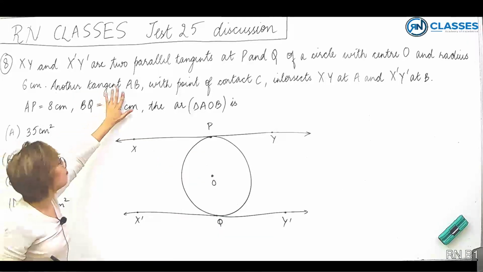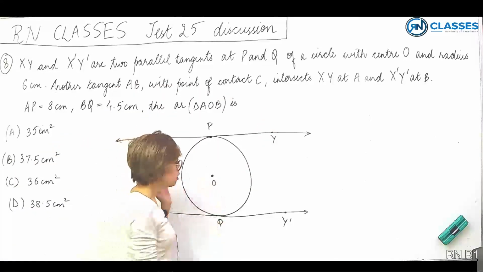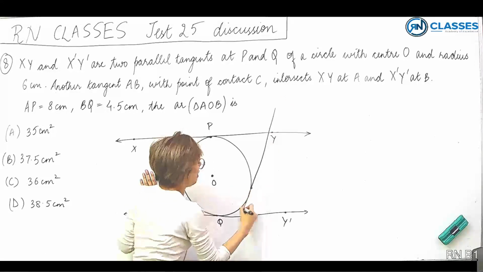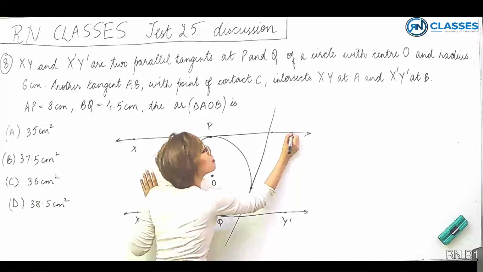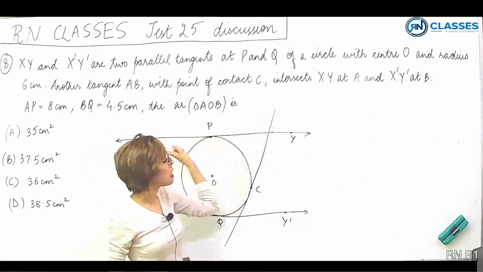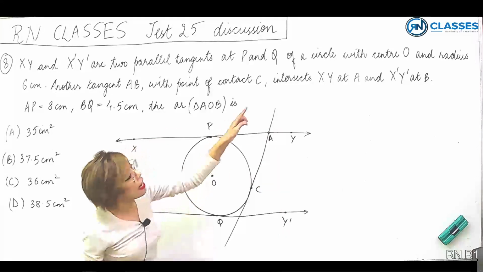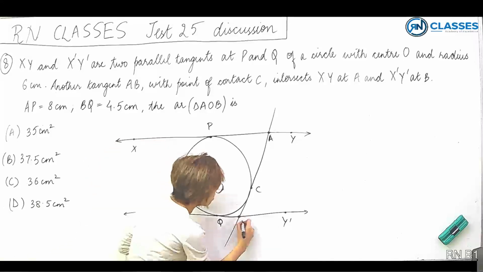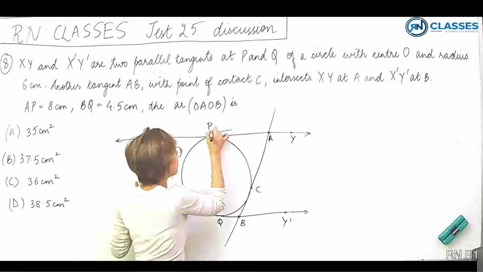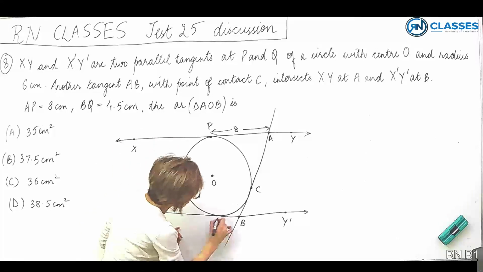Now another tangent AB with point of contact C intersects xy and x dash y dash. So another tangent, suppose, let's make the tangent here. You know what, I'll make y further apart. Suppose this is my y. Right, and the point of contact is C. Now this tangent intersects xy at A. So this point is A. Right, and x dash y dash at B. So this point is B. Right, AP is 8 centimeters. So this length is 8 centimeters. Right, and BQ, oh, tiny one. So this is 4.5.